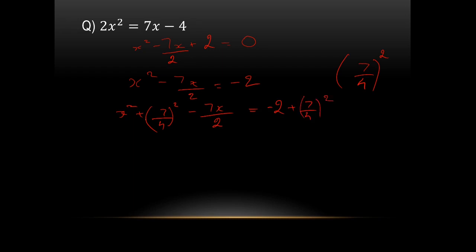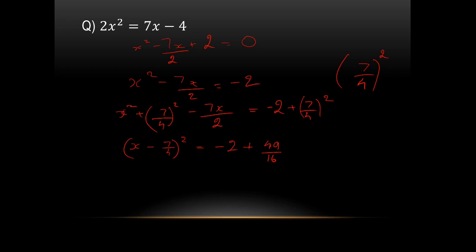So here we get the a minus b identity: a square plus b square minus 2ab. x is a, 7 by 4 is b. Using the identity, you can rewrite it as x minus 7 by 4 whole squared equal to minus 2 plus 49 by 16. So 7 square is 49, 4 square is 16. So minus 2 plus 49 by 16.